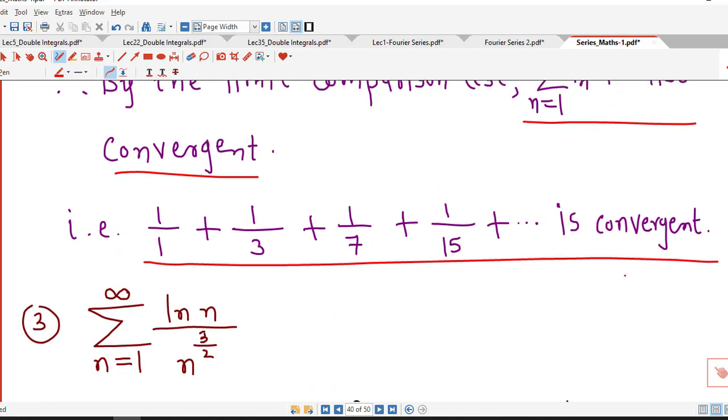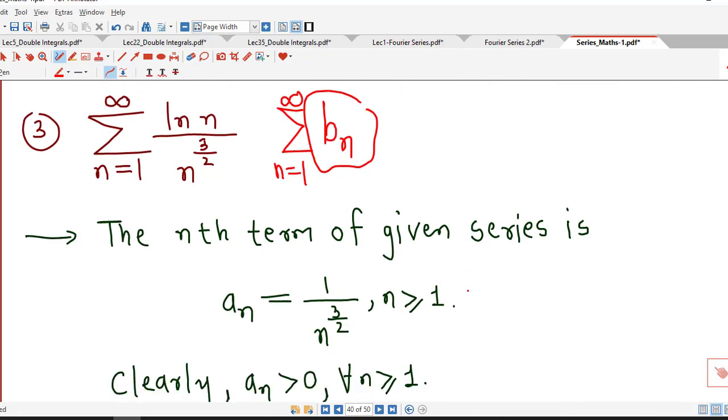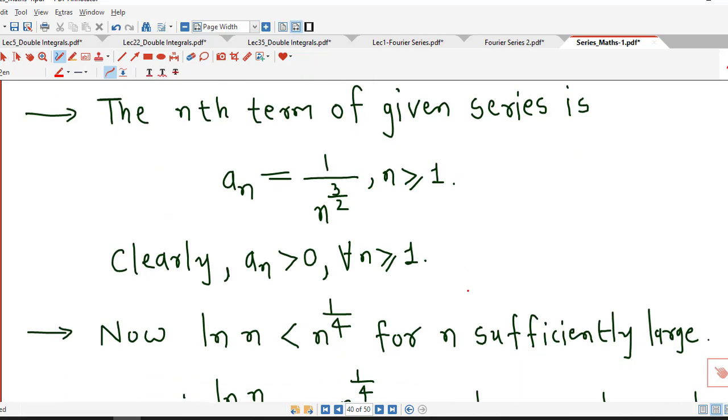Next example, log n divided by n raised to 3 by 2, n equal to 1 to infinity. So here nth term is log n divided by n raised to 3 by 2. Now to apply limit comparison test, we should select proper Bn. We should select a proper series sigma Bn whose convergence or divergence is known to us. So to select that proper series, we have to use this logic.